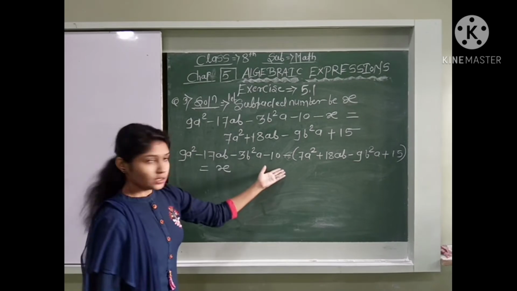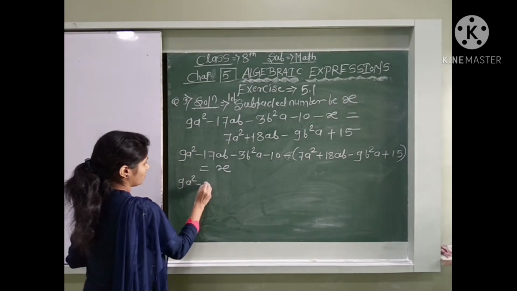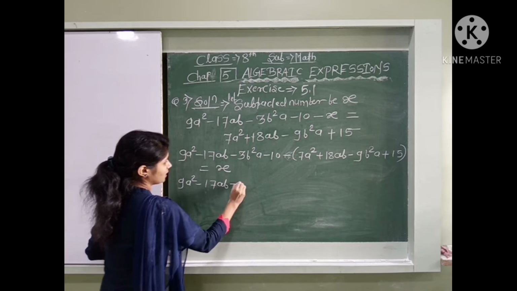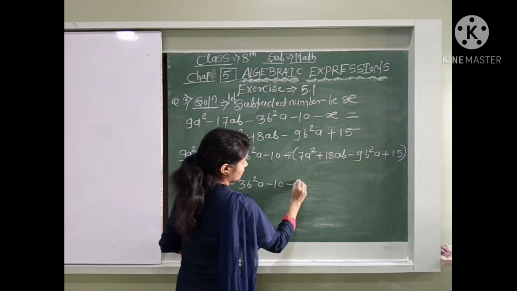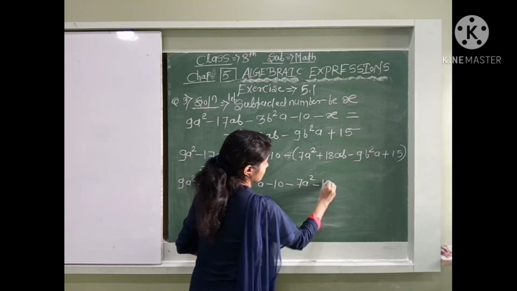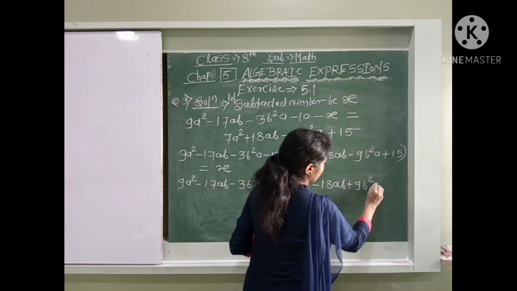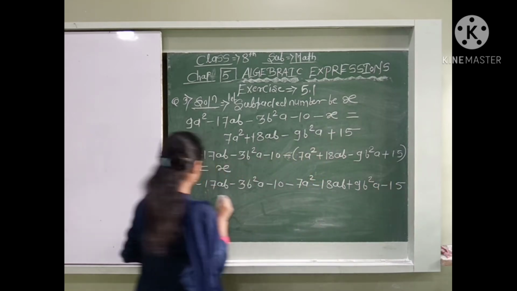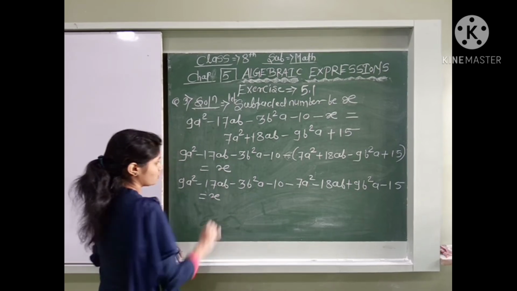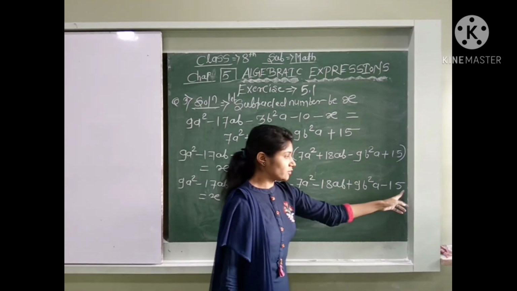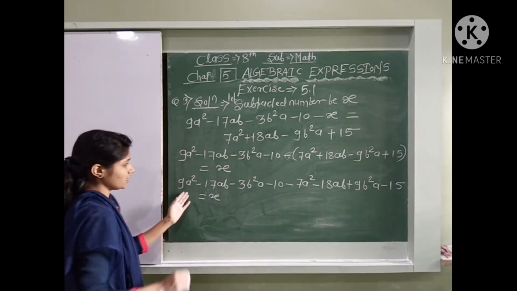Now solve it. You have to use the method of subtraction. Then 9a square minus 17ab minus 3b square a minus 10, minus 7a square, minus 18ab, plus 9b square a, minus 50 is equal to x. There is no space here, but in your notebook you have to mention the equal to x. Then after that, collect the like terms.